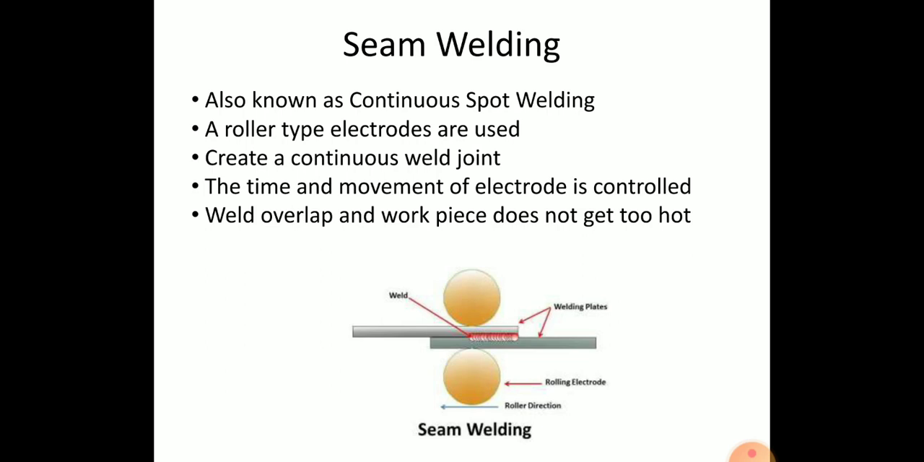Then the advantage of seam welding is that it can produce gas tight or liquid tight joints. The overlap can be less than in spot or projection welds.